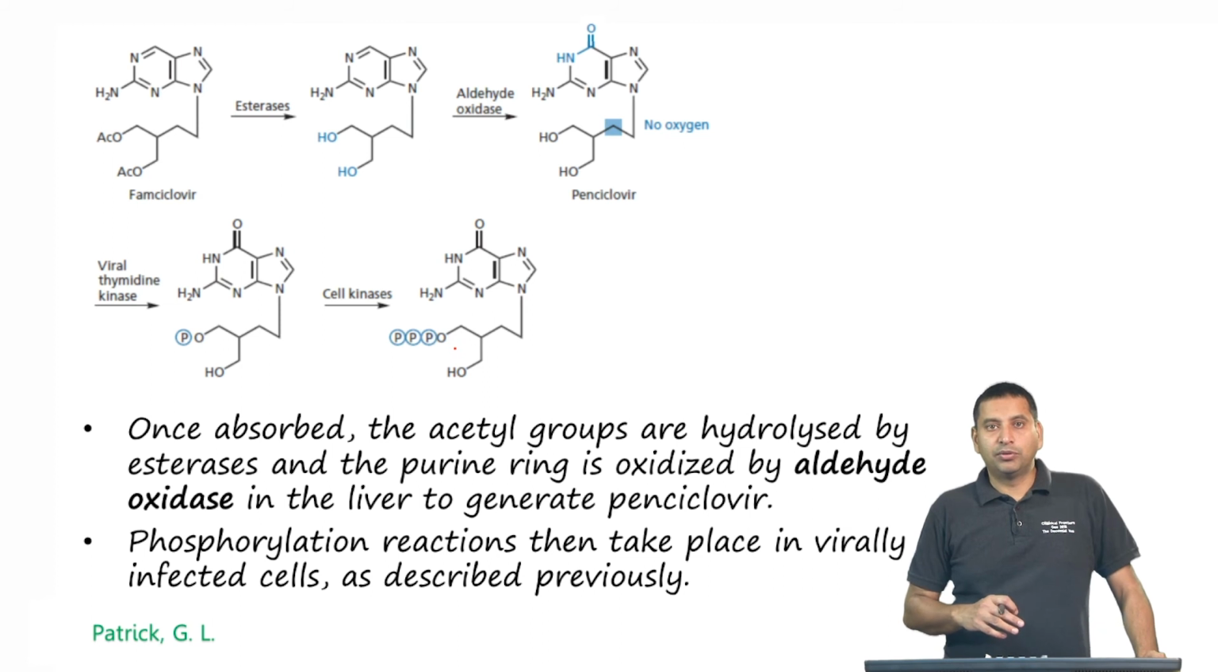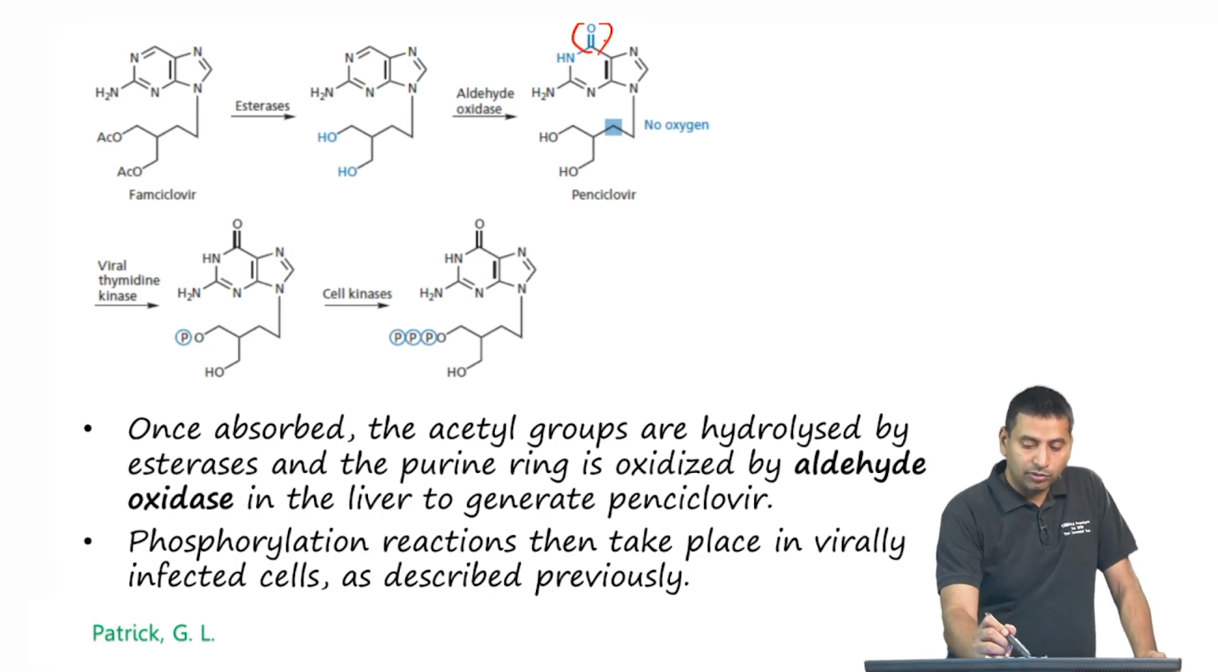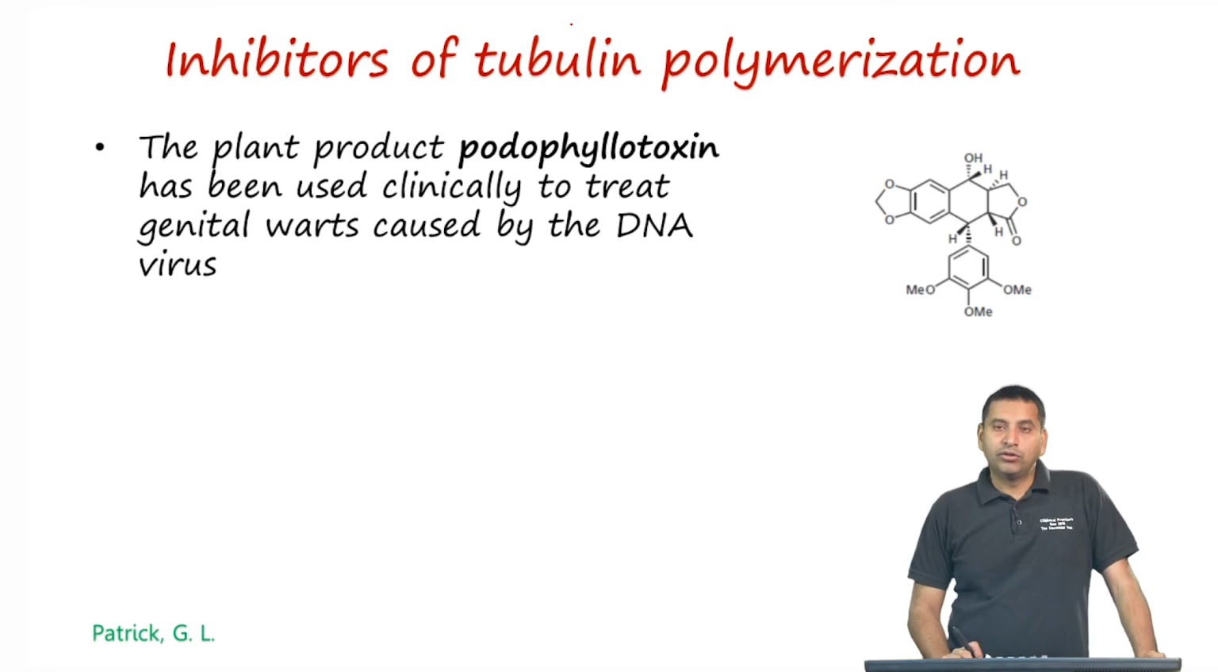So once it is absorbed, there is an enzyme called aldehyde oxidase, which then oxidizes this to give you the final molecule, which has the carbonyl group. One can also think about inhibiting tubulin polymerization. We have looked at this previously, and this can be one method by which you can inhibit viruses. And this is the molecule that we are looking at, which is podophyllotoxin, and this has been used clinically to treat genital warts caused by the DNA virus.